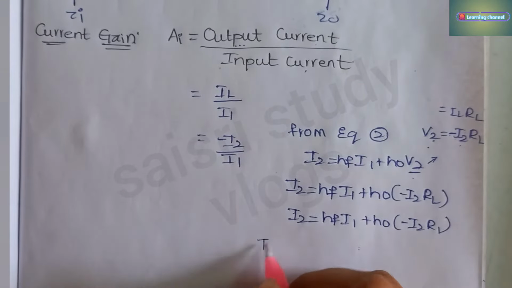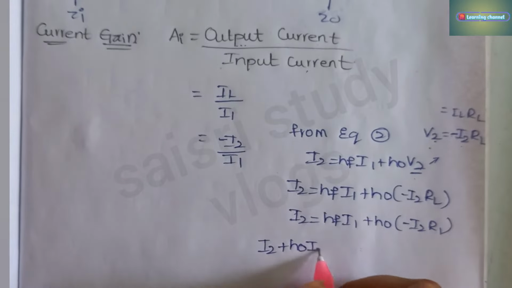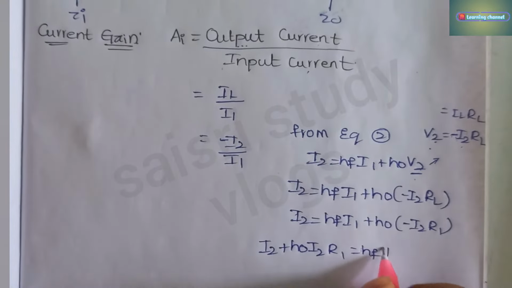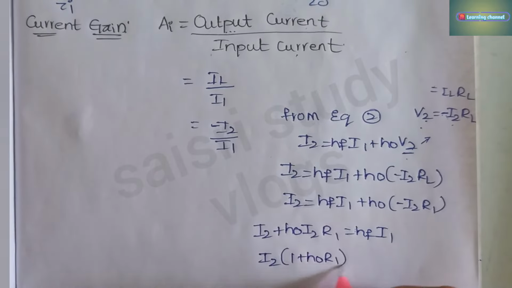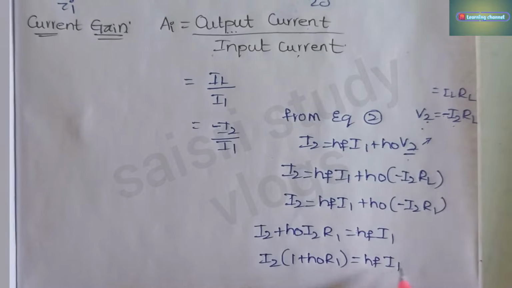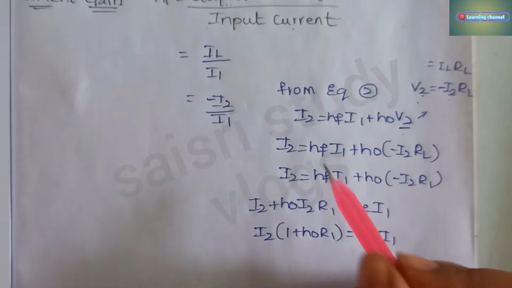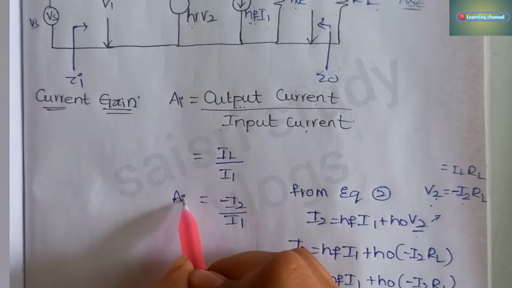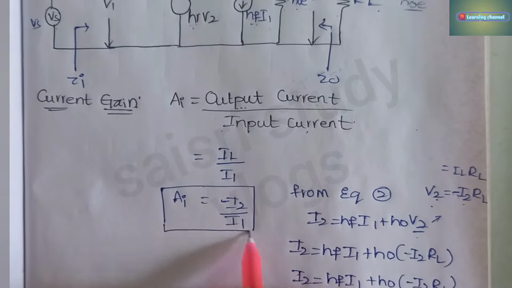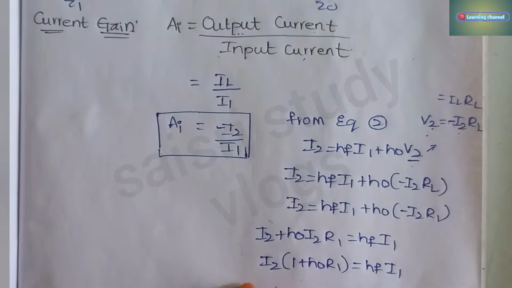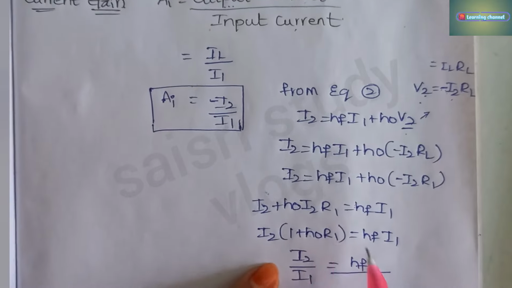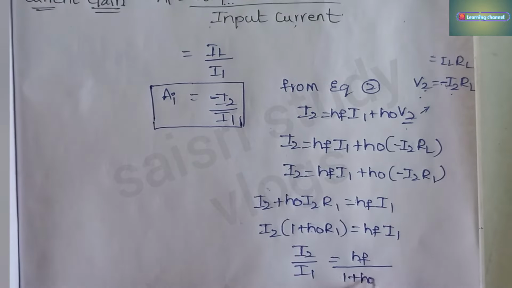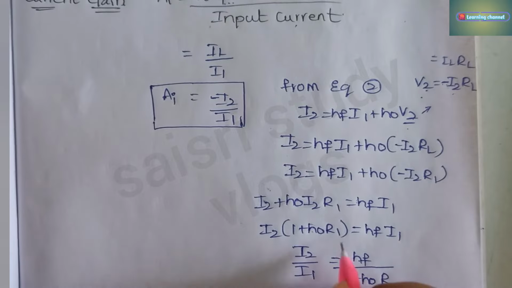Now this term comes to this side: I2 plus HO I2 RL equals HF I1. Taking I2 common, I2 into 1 plus HO RL is equal to HF I1. Now we want output current and input current. AI is equal to minus I2 by I1, right? So we want I2 by I1. I2 by I1 is equal to HF by, since it is multiplying, here it will become division, 1 plus HO RL.